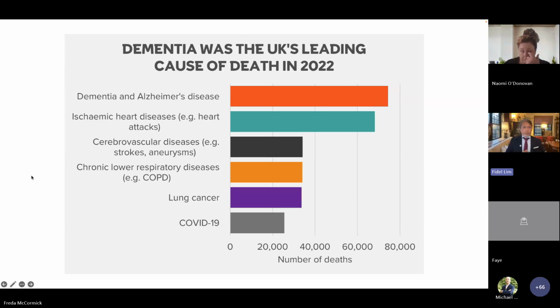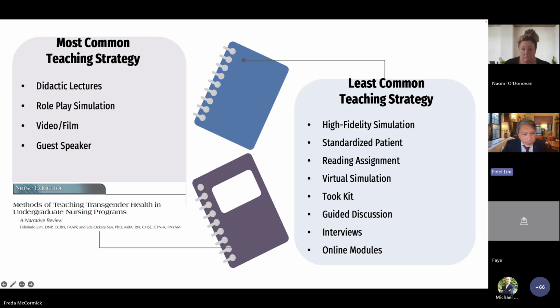So on the next slide, I did a review this year. I looked at the literature and I wanted to know how transgender health is being taught in nursing curriculum. I found about 28 studies out there. On the left, you will see the most common, and on the right, the least common teaching strategies. About 50% of the studies I found used primarily lecture, right? Didactic, one-way passive lecture. Role play simulation is the next one, etc.